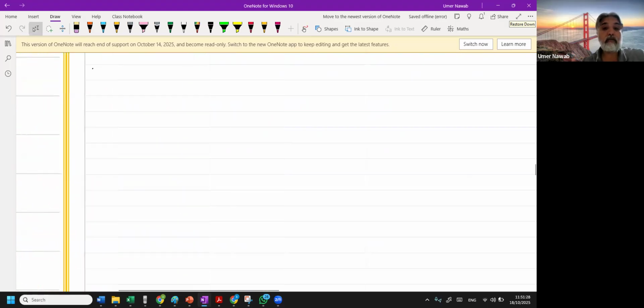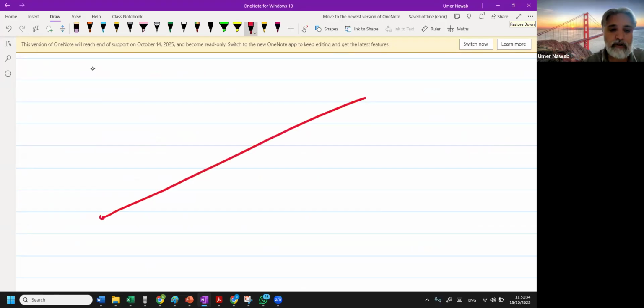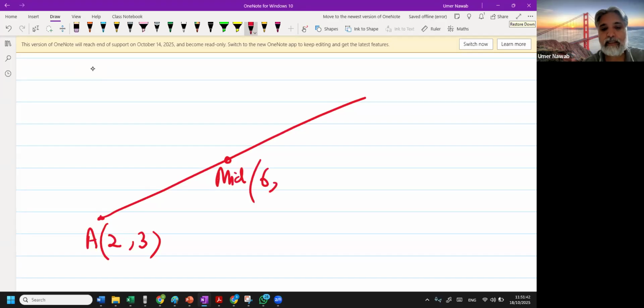For extended learners, I want to give you one very important point. Sometimes the examiner can play with you. You know how? He gives you a point, (2, 3), and he gives you the midpoint in advance. He gives you the midpoint, that's 6, and supposedly he said this is 7. Now he says, can you find the B point?